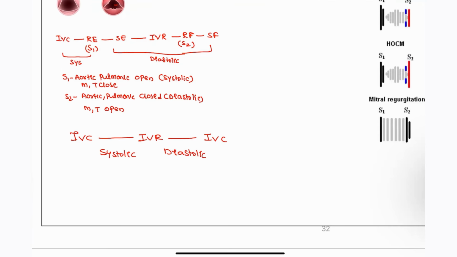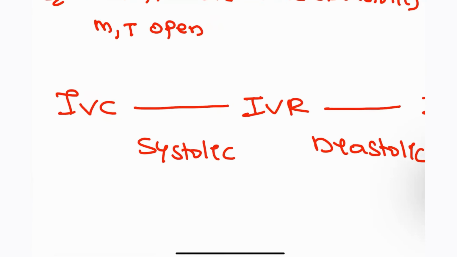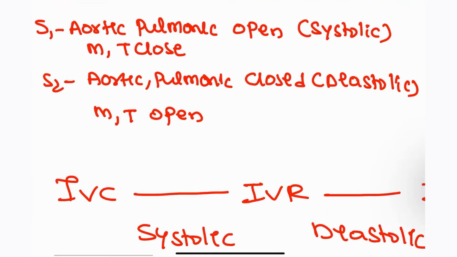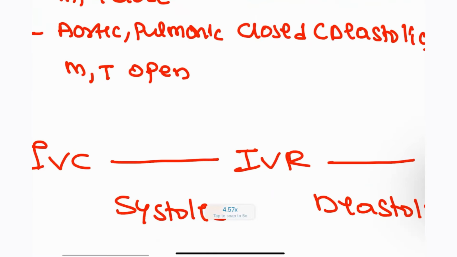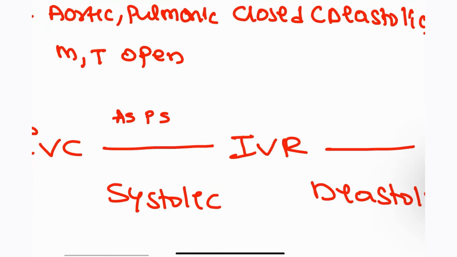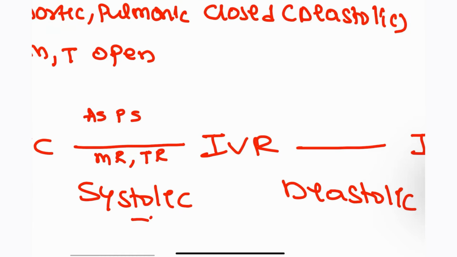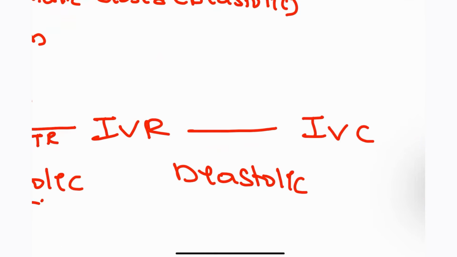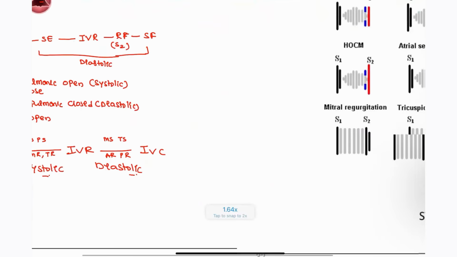The murmurs that occur in the systolic phase: the mitral and tricuspid are closed, and aortic and pulmonic are open. So aortic stenosis and pulmonary stenosis are going to cause systolic murmurs, and mitral regurgitation and tricuspid regurgitation as well. Next, mitral stenosis, tricuspid stenosis, aortic regurgitation and pulmonary regurgitation cause their murmurs in the diastolic phase. That's how you can easily remember.